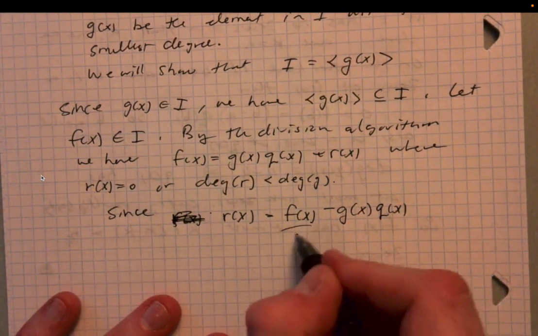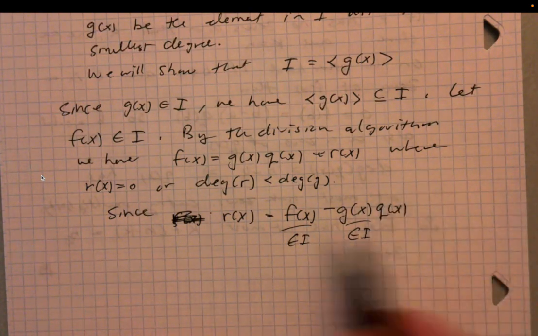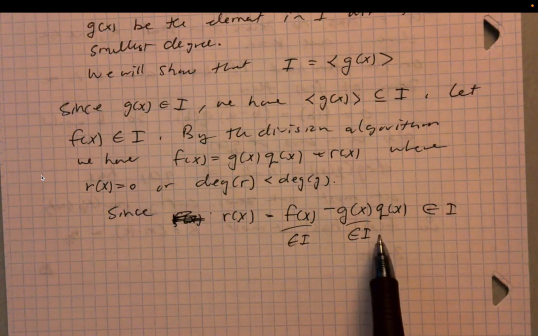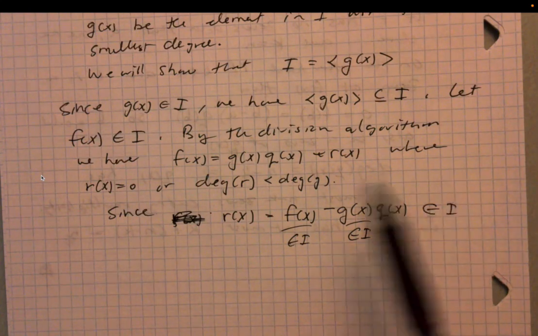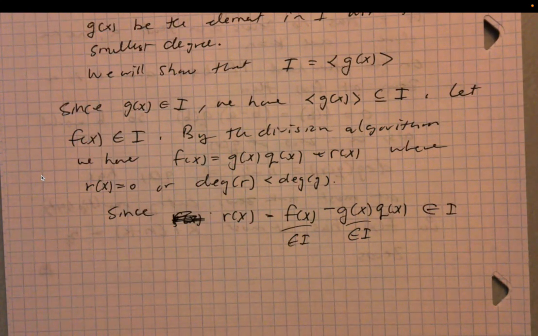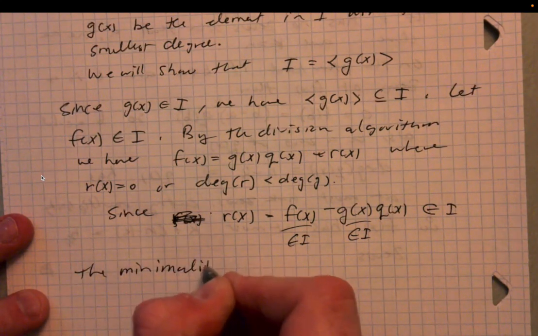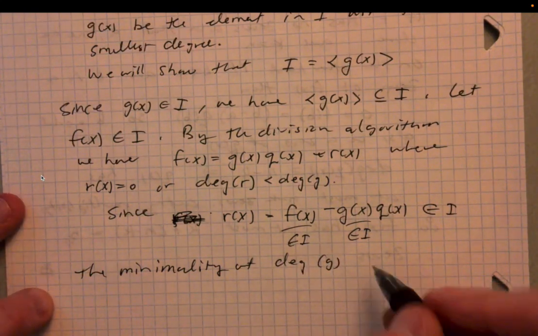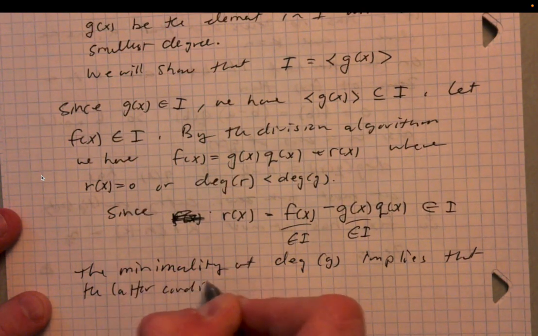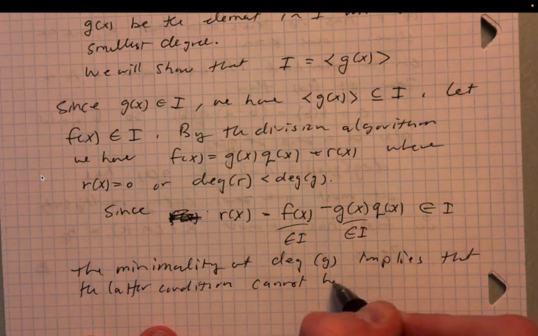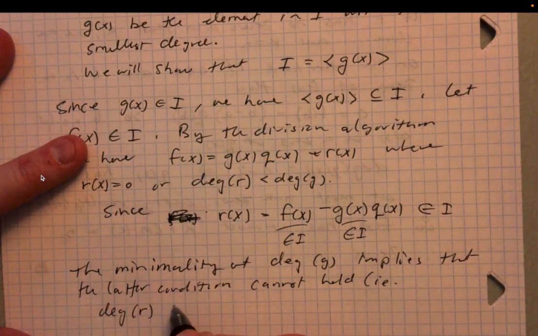Okay, what can we say here? Well, f(x) is in I, and g(x) is in I, and so this whole thing is in I. Since r(x) equals f(x) minus g(x)q(x) is all in I, the minimality of the degree of g implies that the latter condition cannot hold, namely, that the degree of r be less than the degree of g.